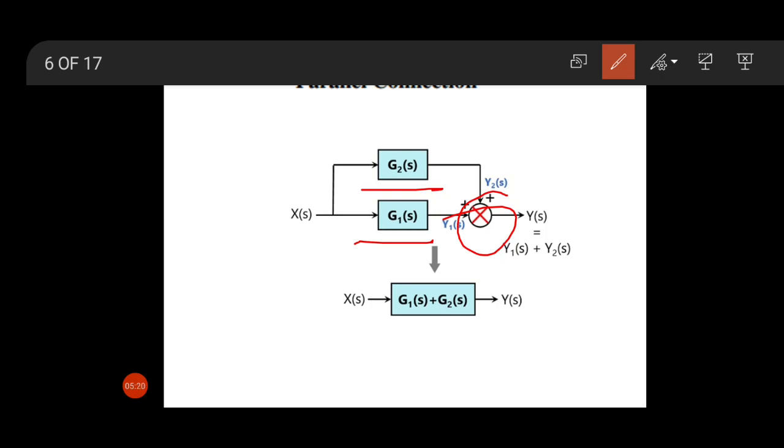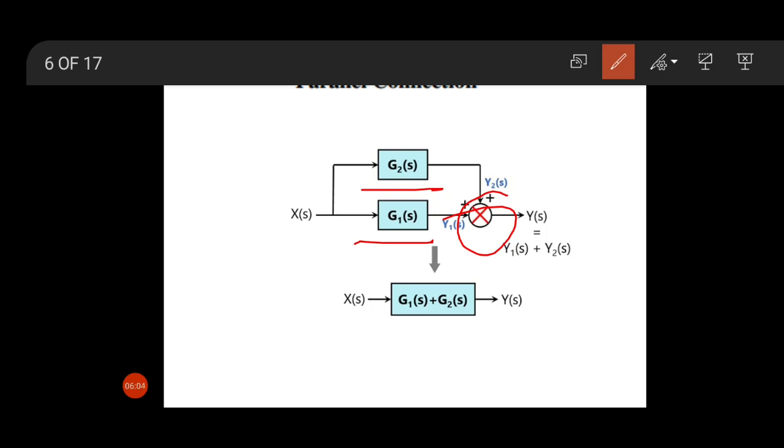Here I can combine these two blocks by using addition. Whatever parallel blocks there are, we can combine them by using only addition. Addition means just adding the gains, G1 plus G2. We are going to get the same output by adding the gains.